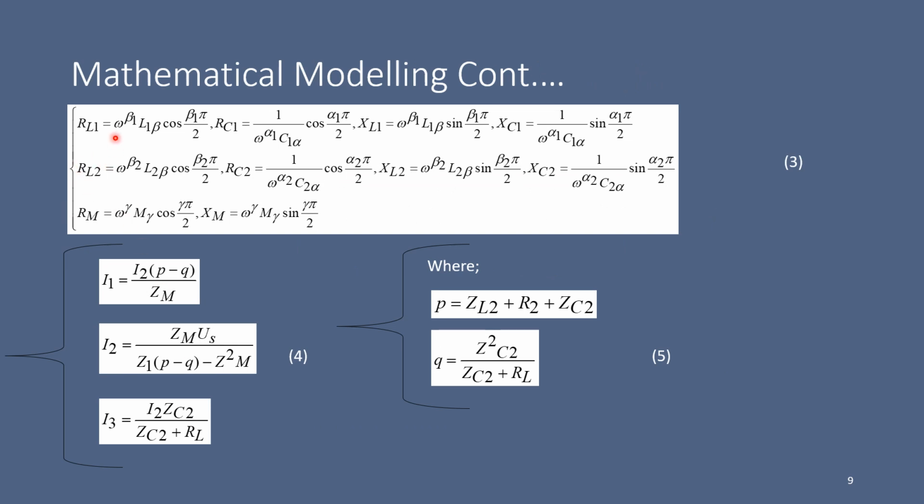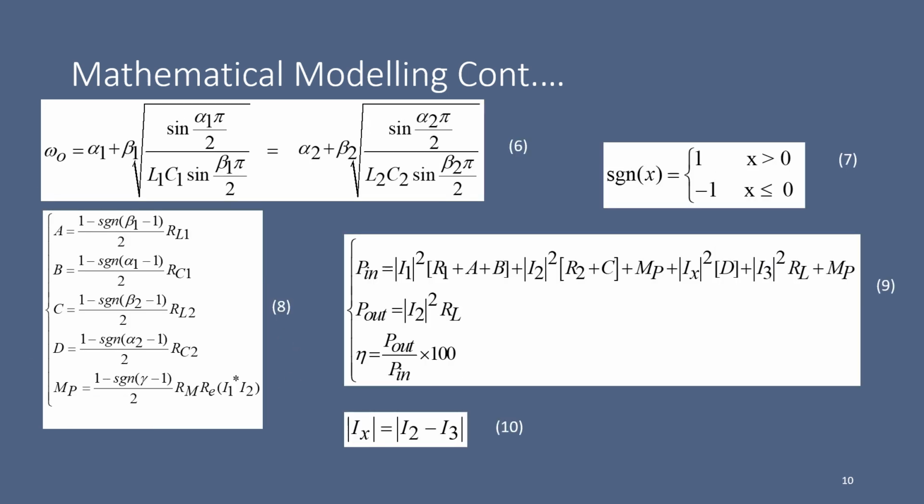Now, when we incorporate fractionality in the components, the resistance and the reactance now highly depend on the alpha and the beta values. And hence the equations which best support this are shown in equation 3 for the transmitting side, for the receiving side, as well as for the mutual inductance part. Now, depending on the alpha and beta values, the reactance and the resistive part might increase or decrease. And after performing some computations, we came up with equations for the currents, which were I1, I2 and I3, as shown in equation 4.